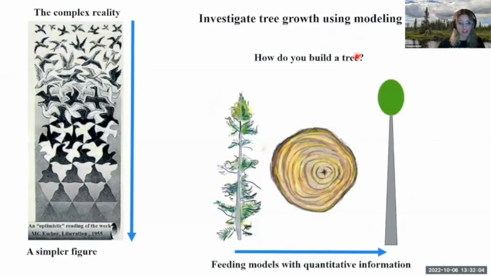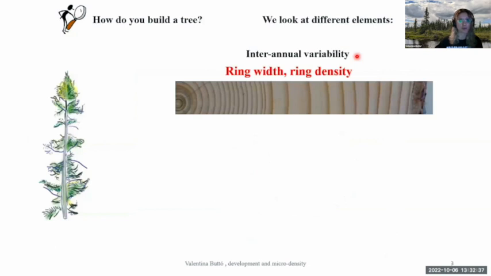Then I would like to start by introducing the main framework of my research, which is investigating tree growth using modeling. What a surprise! And what do I do? It's like, how can I draft a functional tree, with very meaningful traits that will provide me very meaningful information about how to feed my models with quantitative information. And this is a bit what I do.